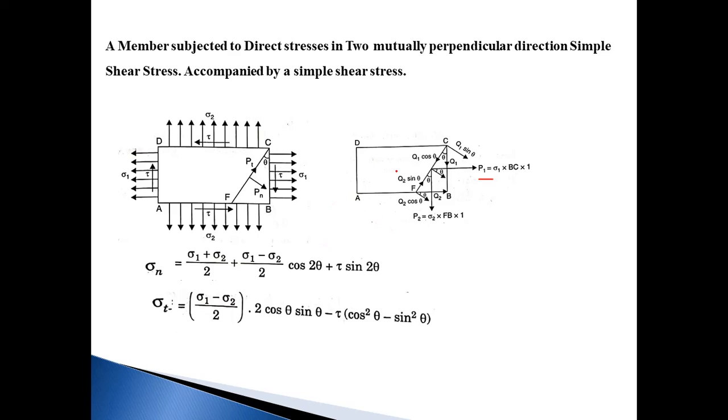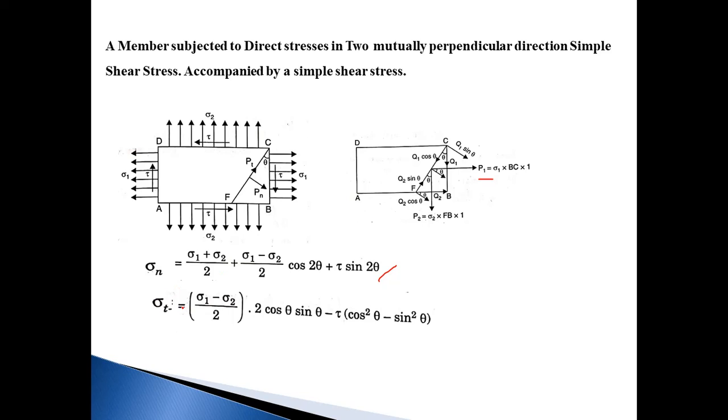So solving this equation, we get sigma n is equal to (sigma 1 plus sigma 2) divided by 2 plus (sigma 1 minus sigma 2) divided by 2 into cos 2 theta plus tau sin 2 theta. This is the normal stress.